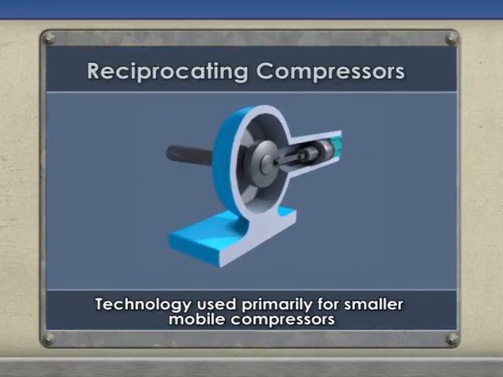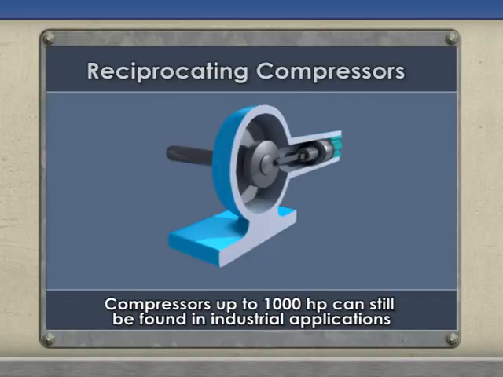This technology is currently used primarily for smaller mobile compressors. Older reciprocating compressors up to 1,000 horsepower can still be found in industrial applications, but their numbers are declining as they are replaced by more cost-effective technologies.